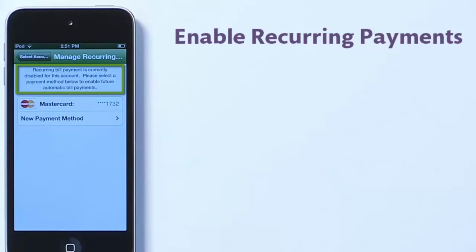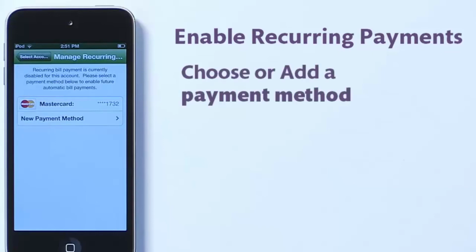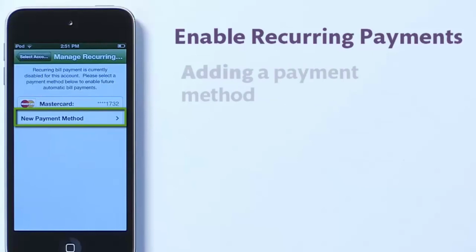In this case, recurring payments are disabled, which means that although you have credit cards or bank accounts stored in SmartHub, they are not set up to automatically pay your bill. If you've already stored a credit card or bank account in SmartHub that you wish to use for automatic payments, select it here. To use a different payment method for automatic payments, tap New Payment Method.